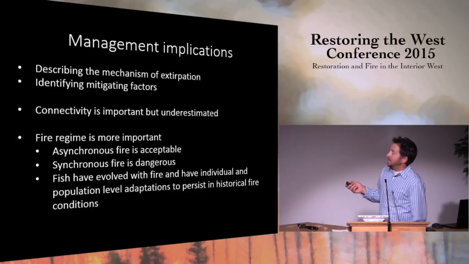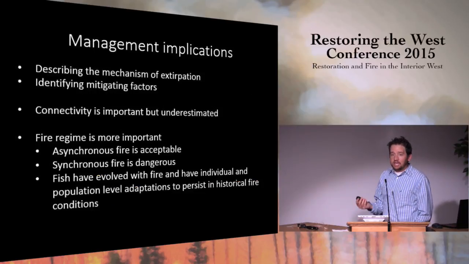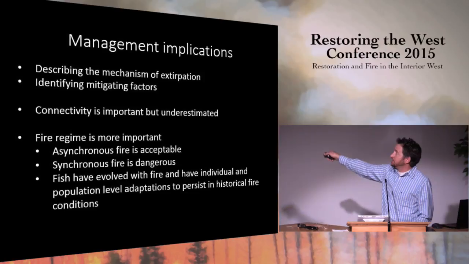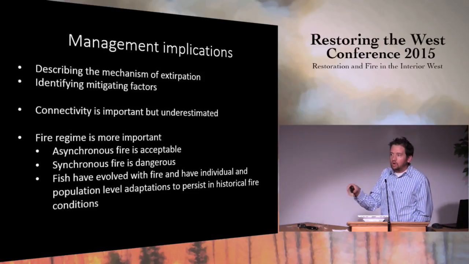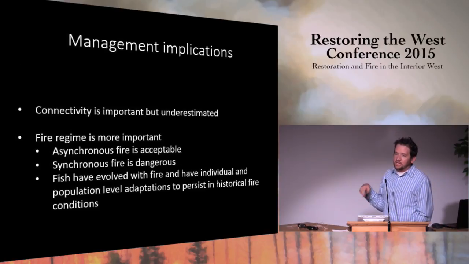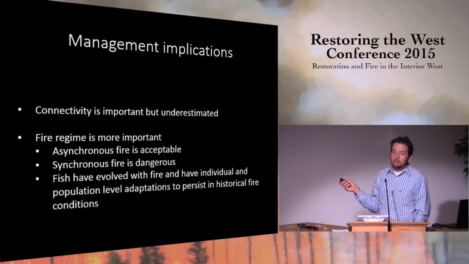What this means is that this model I'm really excited about because it allows us to look at the mechanism of extirpation, to actually outline what it was that drove these populations to do what they did and identify those factors. And we can see that connectivity is important, but it's likely underestimated for my model, and that the fire regime is more important. Synchronicity is a big deal when you're dealing with metapopulations where fish need to be able to move from one location to another. But we know that these fish have evolved with fire, and they have adaptations to persist if we can provide them with a landscape to do so.